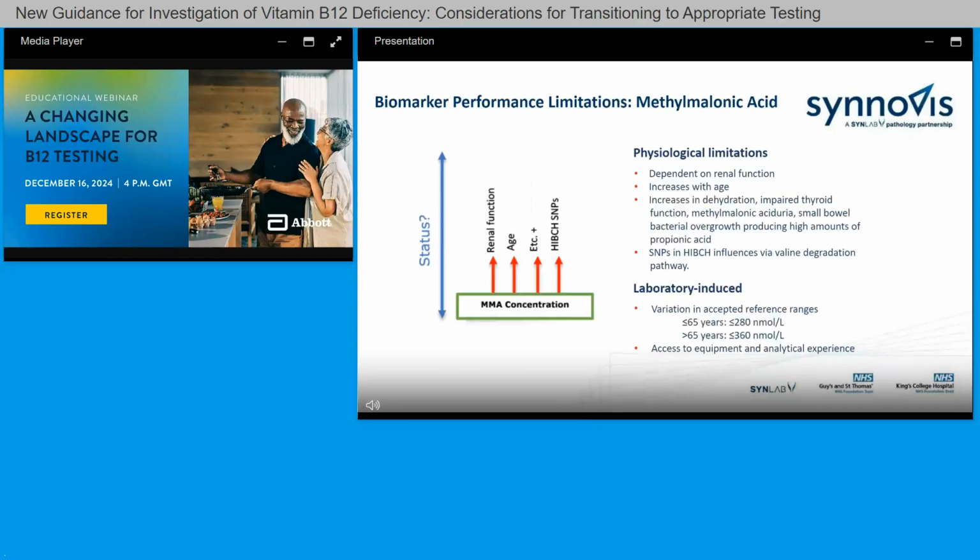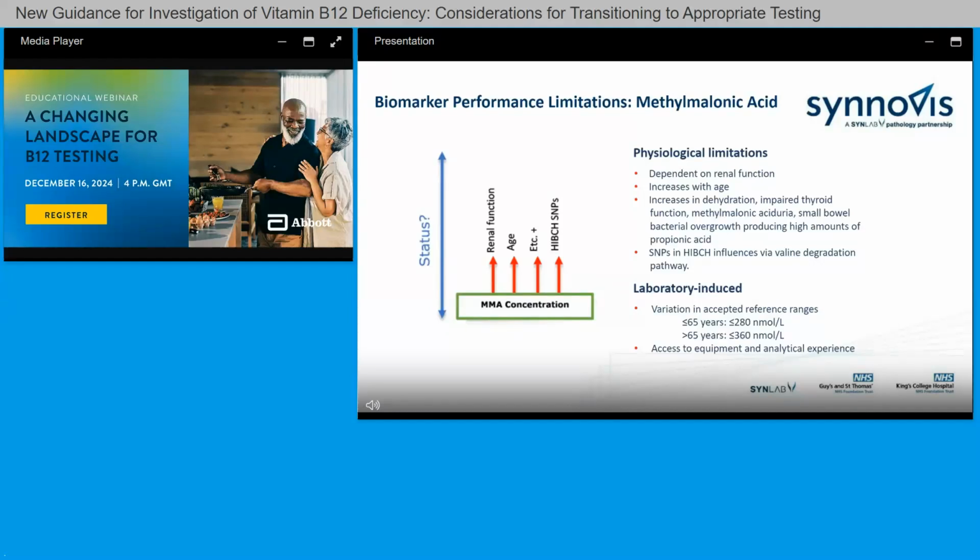The final biomarker we're going to look at today is methylmalonic acid. Methylmalonic acid is perceived to be the best performing biomarker, but it's not imperfect. It has a dependency on renal function. In poor renal function, MMA goes up independent of B12 status. It goes up with advancing age, and there are at least 2 genes with certain SNPs that will impact your methylmalonic acid concentration.